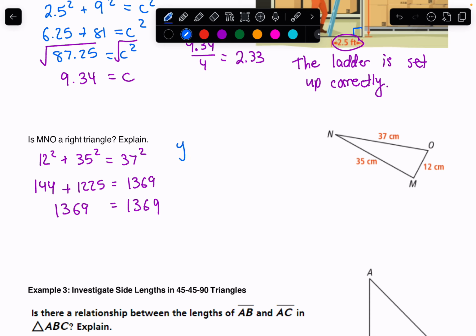So yes, by the converse of the Pythagorean theorem.